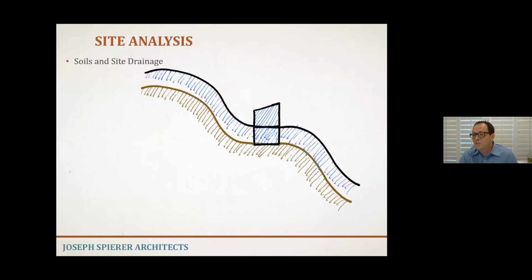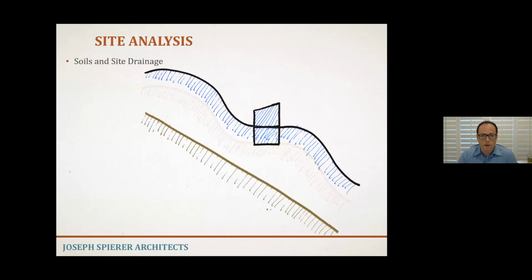Another question is, where is bedrock? And the brown here indicates where bedrock might be underneath a house. This can have a giant effect on the overall cost of your project, right? Is it going to be a $50,000 foundation, or is it going to be a $500,000 foundation or more? And I'll give you an example of what it can be later here.